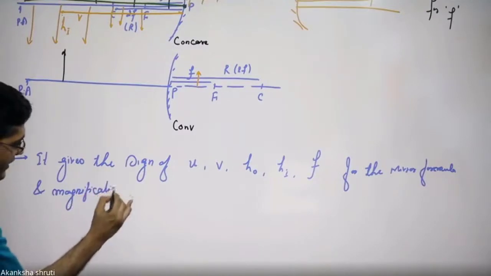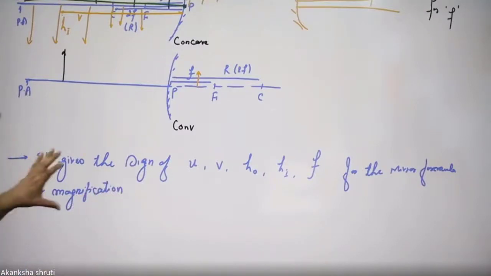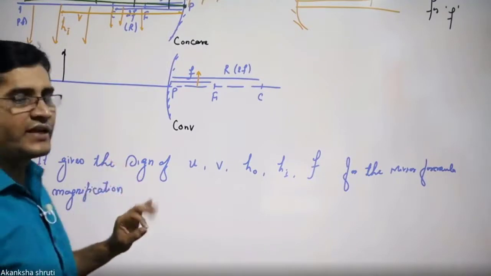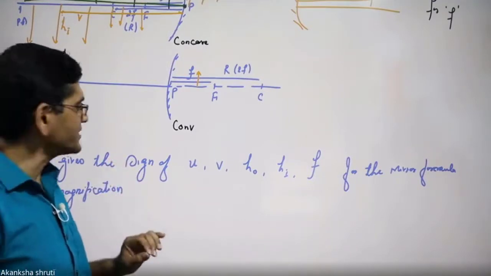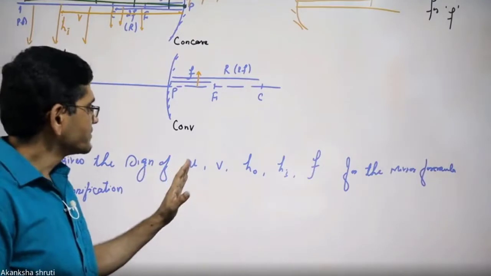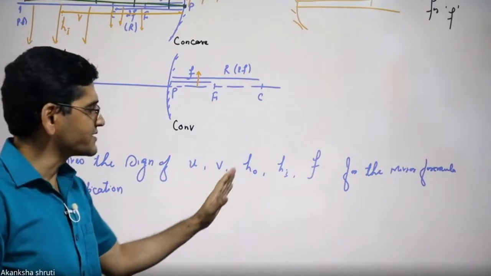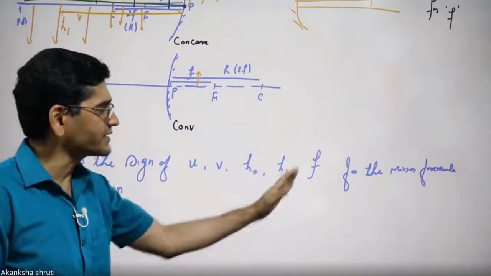Okay, students, it's very important. So what is the purpose? Why are we learning the sign convention? Sign convention simply gives us the sign for object distance, image distance, object height, image height, and focal length.